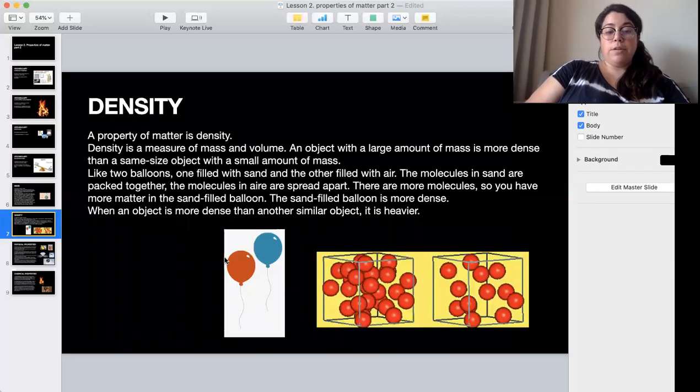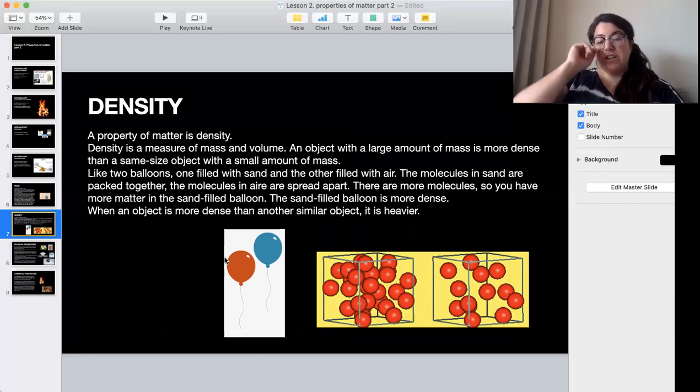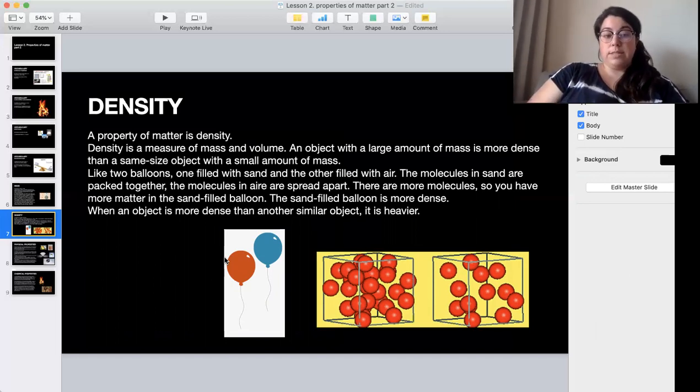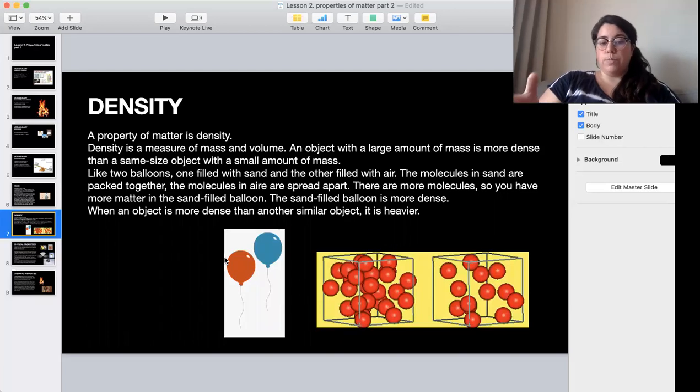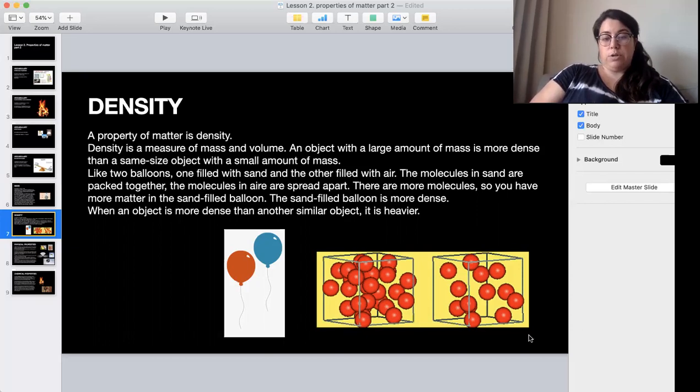Density. Another property of matter is density. Density is how you measure how much mass and volume you have in something. An object with a large amount of mass is more dense than a same size object with a small amount of mass. And here we have an example of two balloons. You fill one balloon with sand and the other with air. The molecules in sand are packed together like this picture, but the molecules in air are spread apart like this other picture. Do you know which one's going to be more dense and which one's going to be heavier?